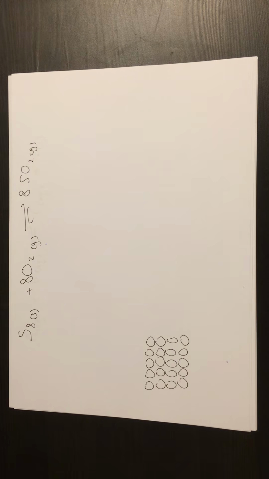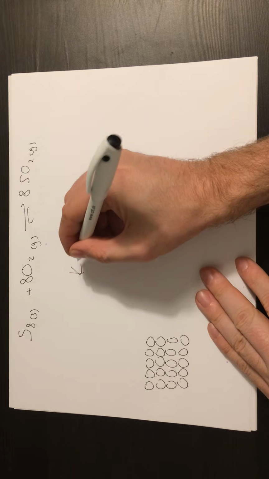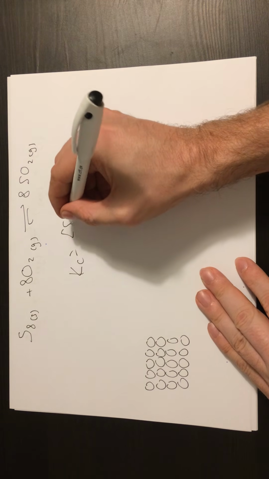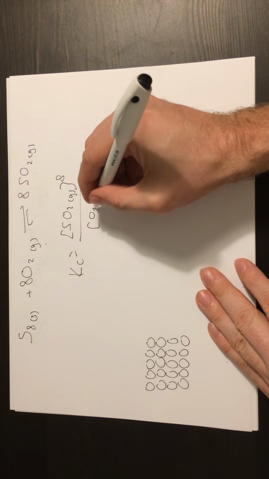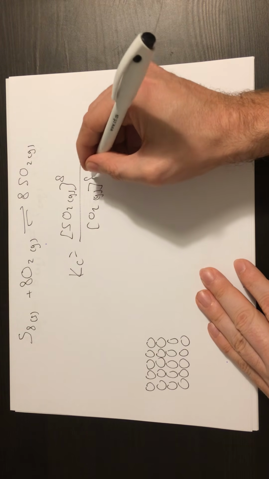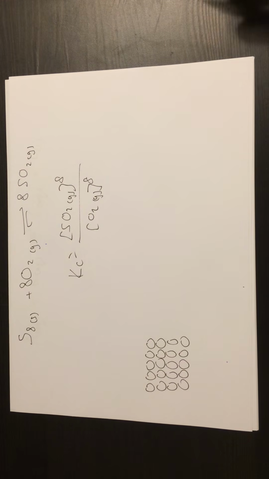The first one is when you're doing your Kc expression, we should not include any solids in that expression. So the Kc expression for this equilibria would be SO2 gas to the 8 over O2 gas to the 8. Not including the S8 because the S8 is a solid. Now, why is it we don't include solids in our Kc expression? Ultimately, it's because their concentration is going to remain pretty much constant.